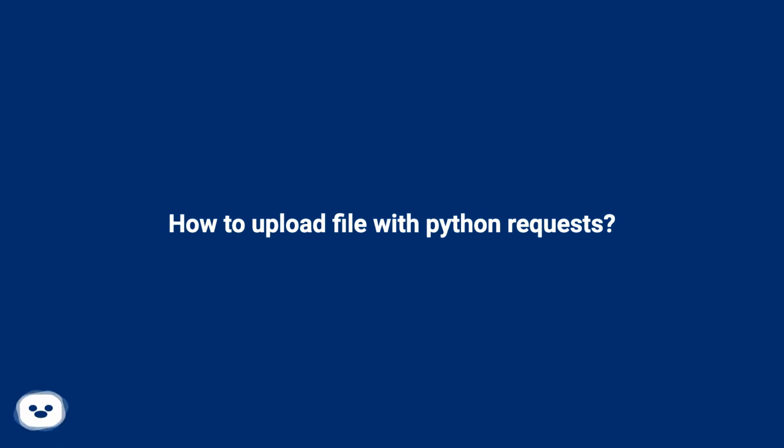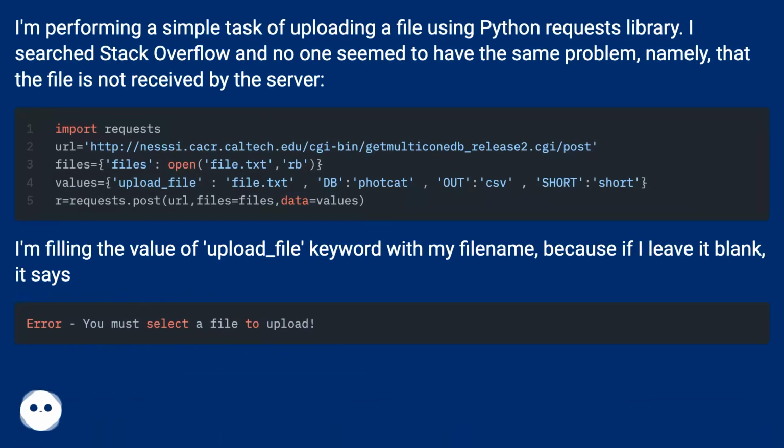How to upload a file with Python requests. I'm performing a simple task of uploading a file using the Python requests library. I searched Stack Overflow and no one seemed to have the same problem, namely, that the file is not received by the server.